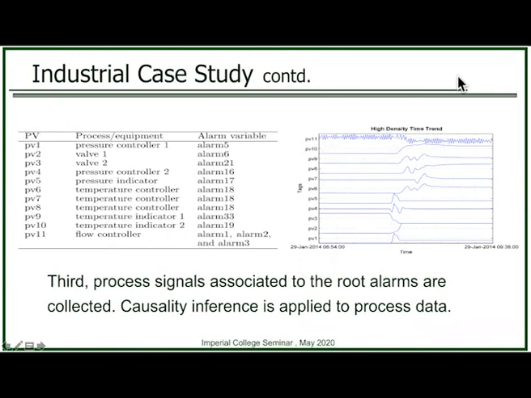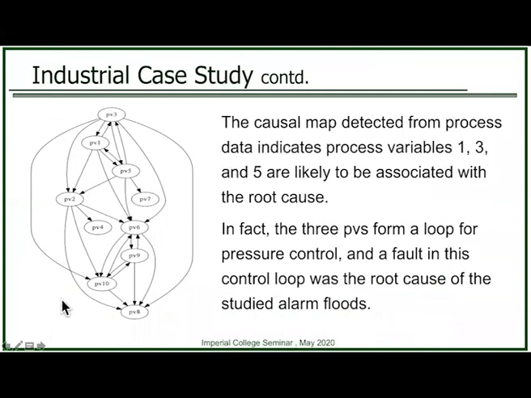We then do causality detection on those 11 process variable tags, and we obtain the following connecting pathways between those 11 tags. And this pathway tells us that the likely root causes of those alarms is either process variable 3 or PV1 or PV5. It cannot be PV2 or PV7 or any one of these variables, because the arrows all go down. There are bidirectional connections between these 3 variables. In fact, these 3 process variables form a loop for a pressure control, for the pressure controller, and the fault in this control was indeed the root cause of the studied alarm flood.